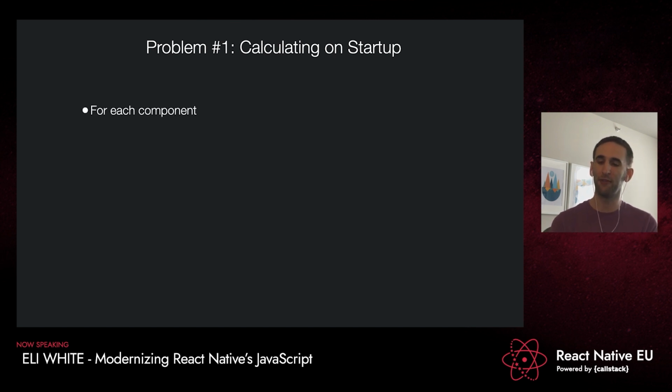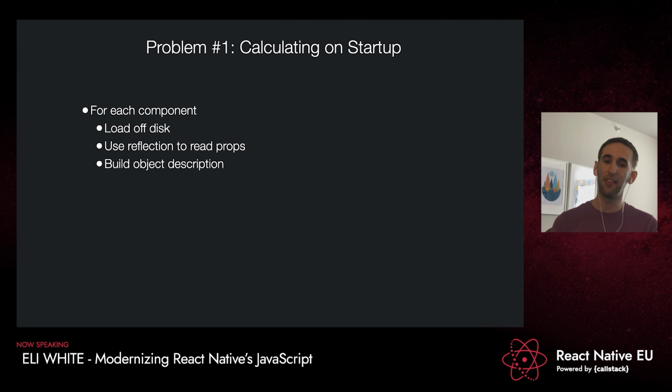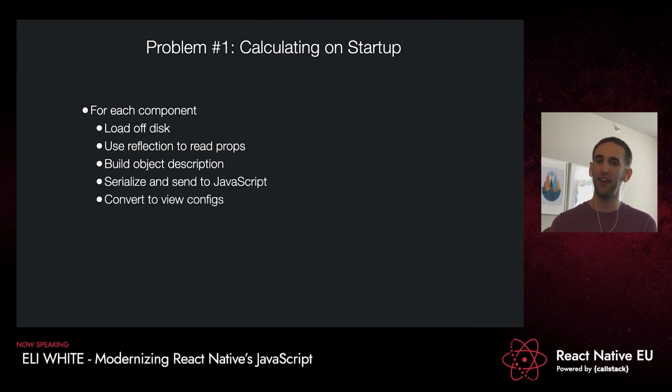If we go through it, for every component at startup, we have to load that component off of disk. We have to use reflection to read all of the props, and reflection is pretty slow on its own. We build up this object description, and then we serialize this object description, send it to JavaScript, which then converts it to view configs, registers it with React, so that React knows what to do in the future.